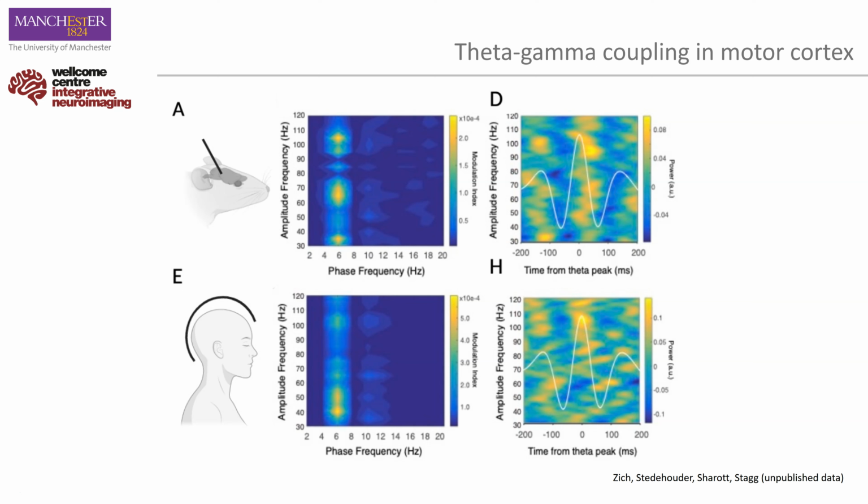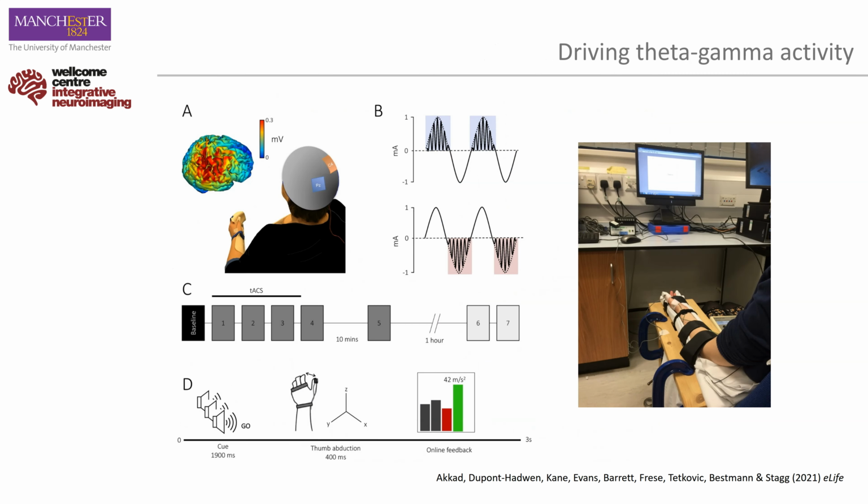Now, gamma theta coupling is ubiquitous across species, so this is some pilot data from Charlotte's lab that shows the same coupling in human and mouse motor cortex. So in the next study, Professor Stagg and her group addressed the question as to whether we can modulate theta gamma coupling to aid motor learning. To do that, they applied TACs over the motor cortex to modulate theta gamma activity during motor skill acquisition. Here you can see, first of all, in A, the montage of the TACs setup, targeting the motor network. In B, you can see the TACs stimulus paradigm.